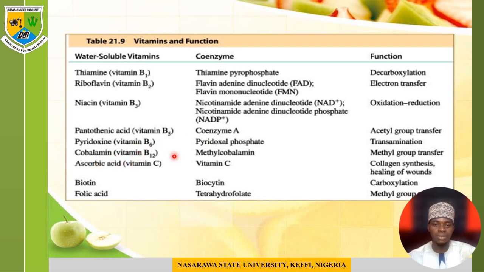Pyridoxine, vitamin B6, serves as a precursor for the synthesis of coenzyme called pyridoxal phosphate. This pyridoxal phosphate is coenzyme for most of the enzymes that are involved in transamination reaction. For example, alanine aminotransferase, aspartate aminotransferase. So this transamination reaction is one of the important reactions of amino acids during the metabolism of amino acids, where an amino group is being transferred from one amino acid to a keto acid and the like.